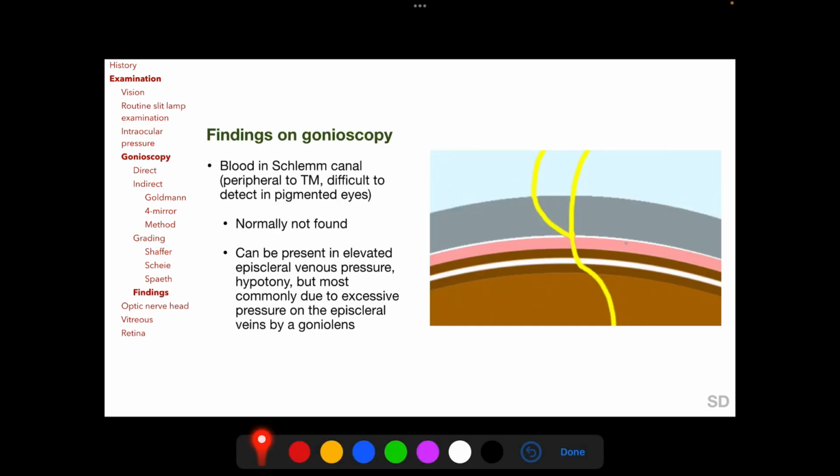Now we come to some findings on gonioscopy. Blood in the Schlemm's canal is normally not found, but can be present in elevated episcleral venous pressure, hypotony, but most commonly due to excessive pressure on the episcleral veins by a gonio lens. Blood in Schlemm's canal, if found, lies peripheral to the anterior less pigmented portion of the trabecular meshwork and is difficult to detect in pigmented eyes.